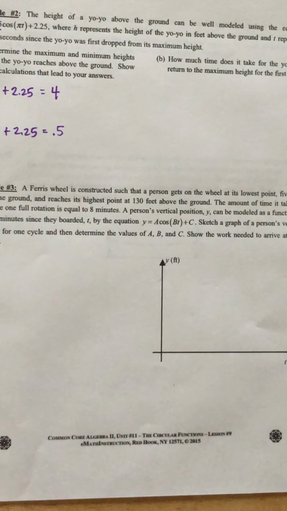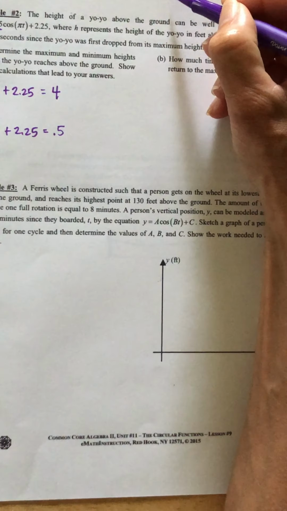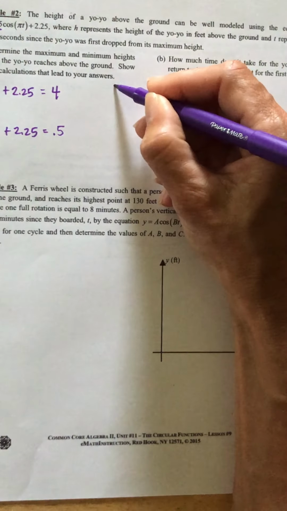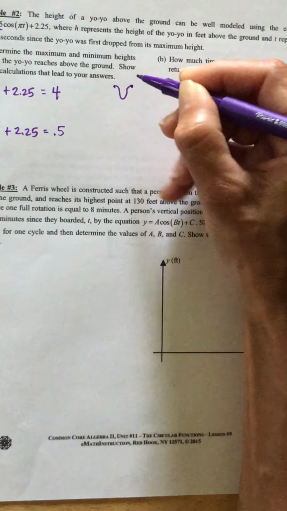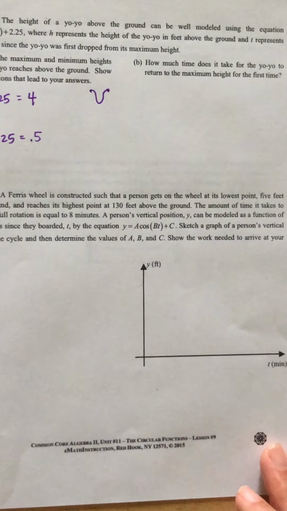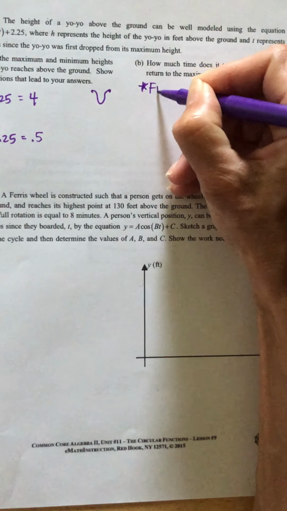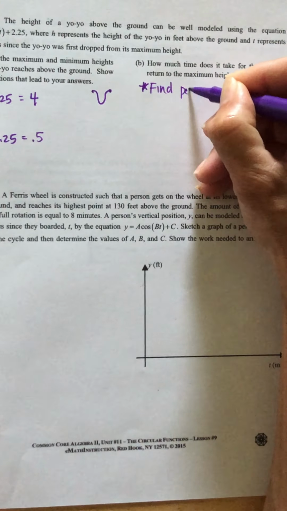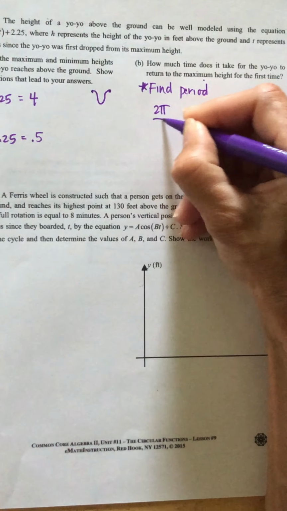All right, what they're asking for is how long it takes to complete a cycle. So we have a cosine curve, and our cosine curve would look something like this. Start high, and then it would go to the low, and it would go back up to the high. That's one complete cycle. So they're asking you in a fancier way how to find the period. All right, so we want to find the period. Now, we know that the period is 2 pi over b.